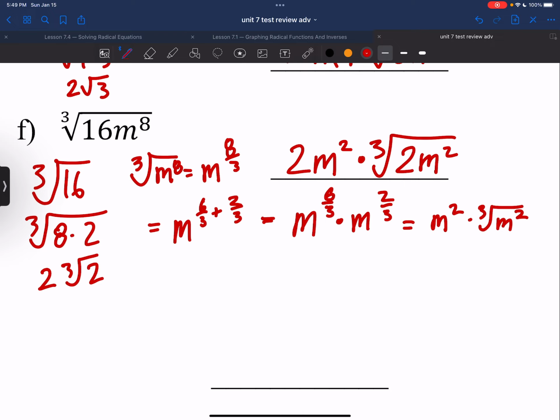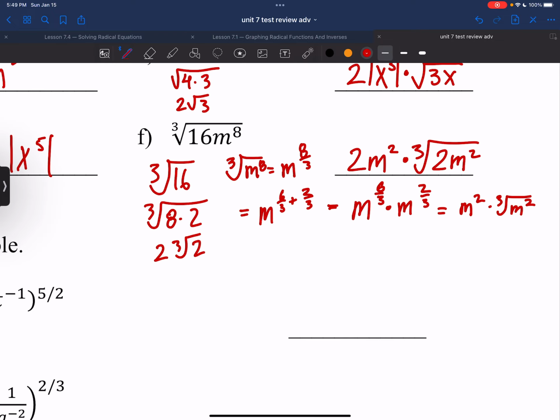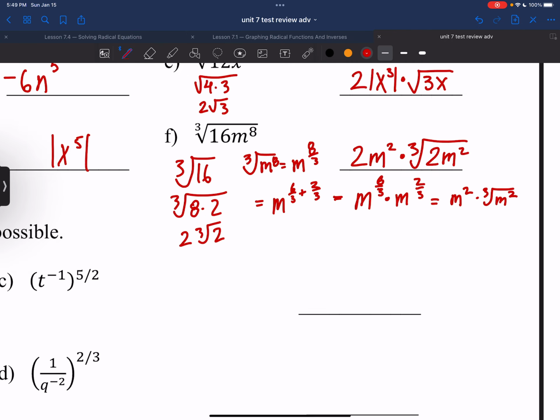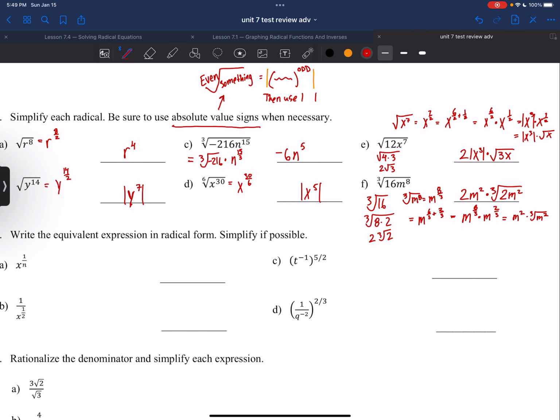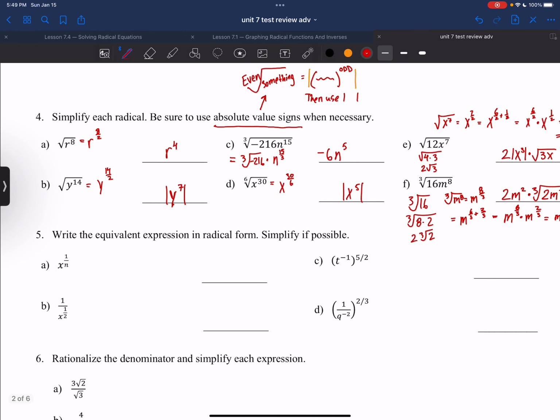2m squared, 2m squared. But one's on the outside, one's on the inside. Cool. Beautiful. Look at that. How wonderful.